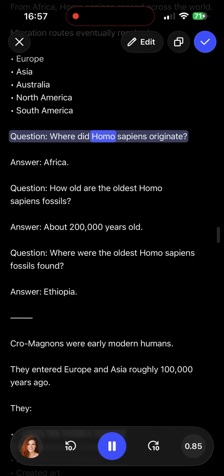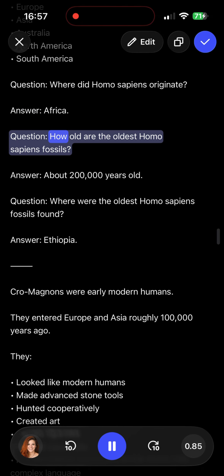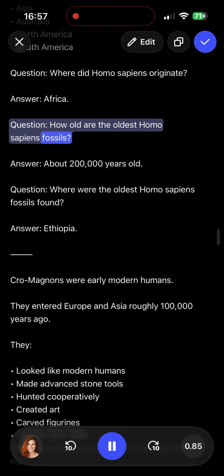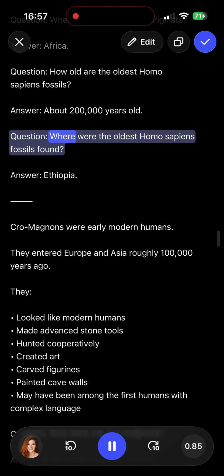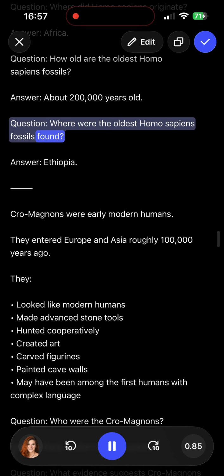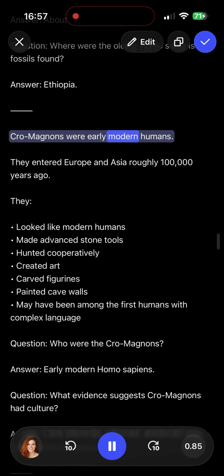Question: where did Homo sapiens originate? Answer: Africa. Question: how old are the oldest Homo sapiens fossils? Answer: about 200,000 years old. Question: where were the oldest Homo sapiens fossils found? Answer: Ethiopia. Cro-Magnons were early modern humans.